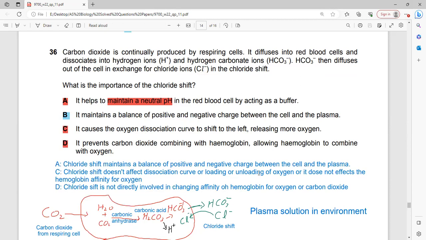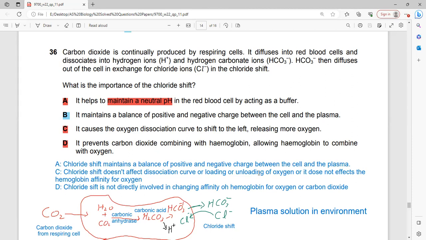So the correct option is what? It maintains the balance of the positive and negative charges between the cell and the plasma. So what's going to happen in the blood plasma near the body respiring cells? The carbon dioxide, when it enters, the hydrogen carbonate is moving from inside to the outside, and chloride is moving from outside to the inside. While the opposite is taking place when this red blood cell reaches the lungs.